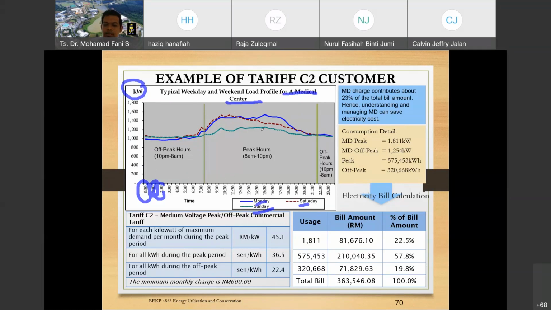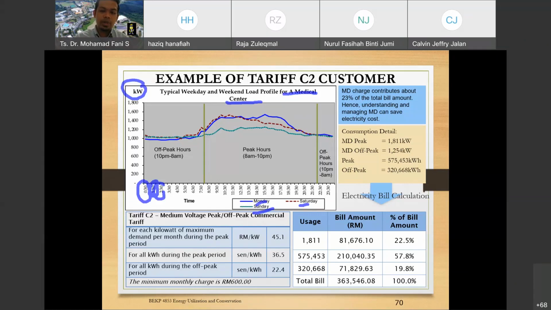So what's the percentage of the base load? What's the base load? The definition of base load is the off-peak operation that we need to maintain to operate for 24 hours, or the base operation to operate the buildings.